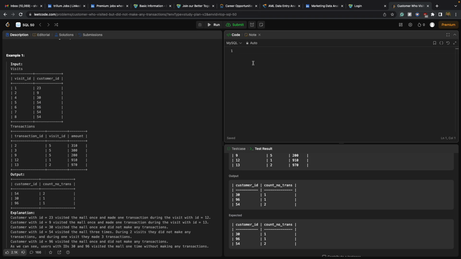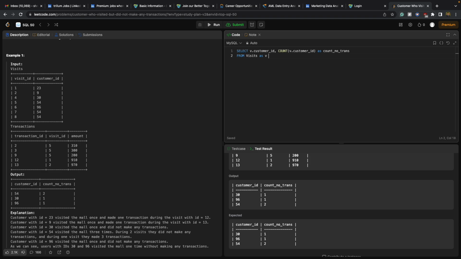So first we just start by selecting the customer ID as it's required right here. So we're going to go with v.customer_id, v as in the visits table, and we need another column that counts the number of times they visited without transactions. So we're going to count the customer IDs that did not make a transaction, and we'll filter it later, and we're going to call that count_no_trans from the visits table.